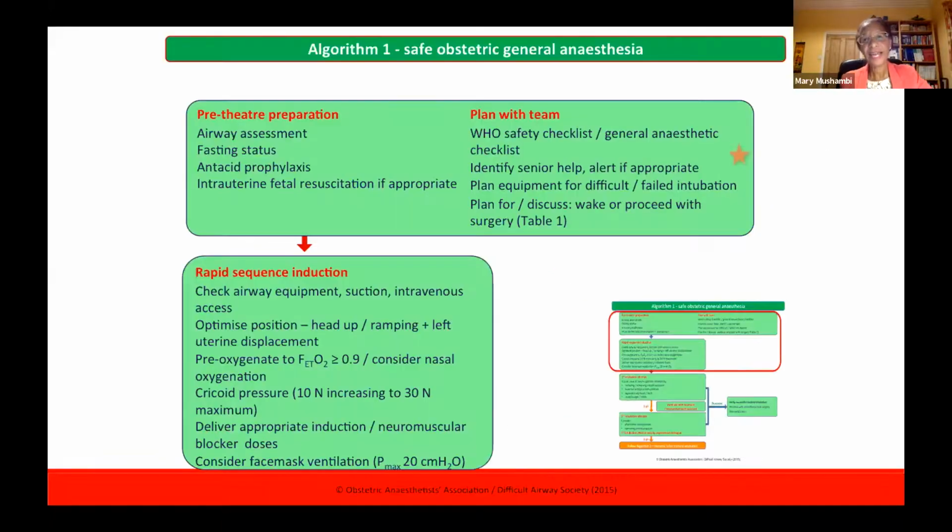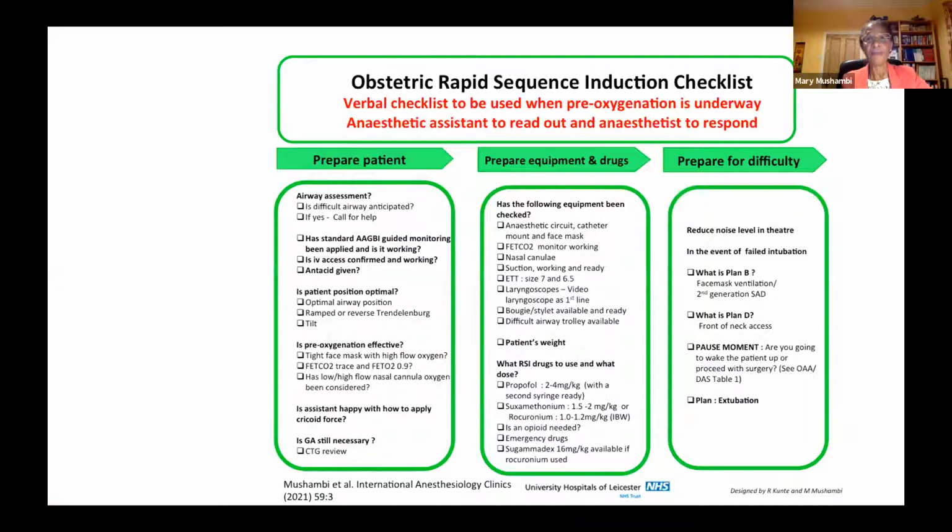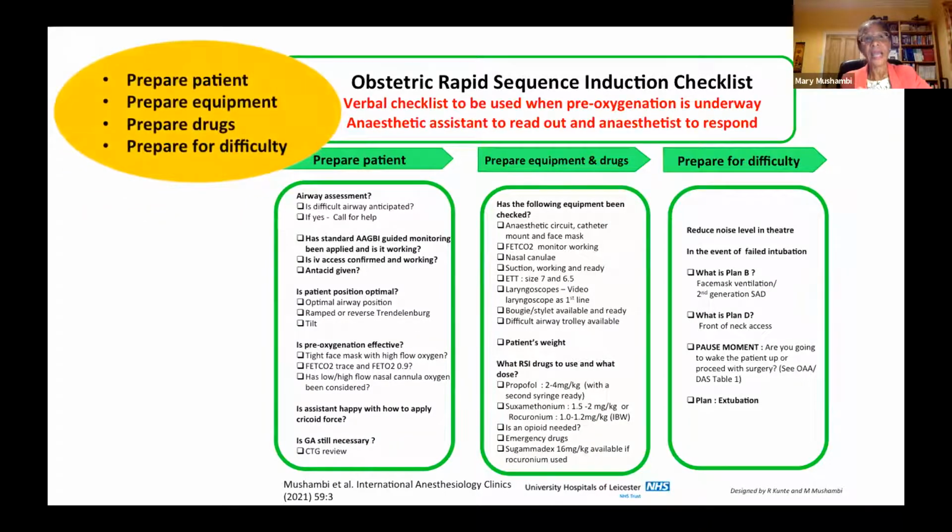If we look at another item, which is the use of checklist. Now we know that the WHO safety checklist is now used universally. And it improves patient safety. Now, if we take this a step further and have an obstetric rapid sequence induction checklist, such as this, which we have in our hospital, the good thing about this is that it addresses patient preparation, equipment, drugs, and difficulty.